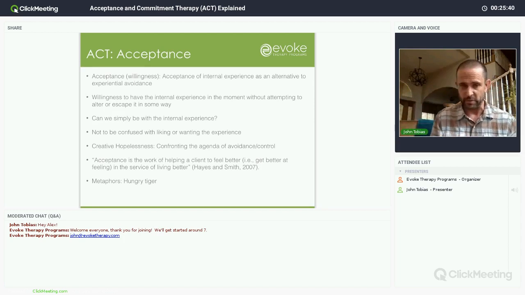That would be experiential avoidance. And I talk to clients about this idea of, you don't have to, I'm not asking you to like the experience, the internal experience. I'm not asking you to want it. But I think on a more fundamental level, what I'm asking is, can you just be with it? Can you create room for it without getting into this, I need to push it away, or I need to fight it or control it?